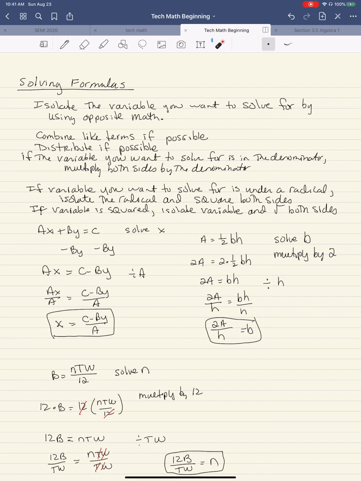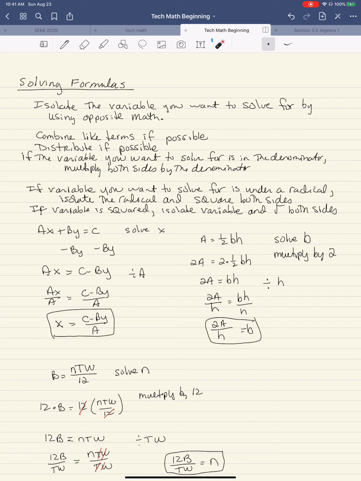Now 2 times a half, the reason this works is because it makes a 1. 1 times bh. Now I want to solve it for b, so I have to get rid of the h. This is multiply, so I divide. Divide by h, both sides. The h's will cancel here, so you're left with b. 2a over h is the answer.